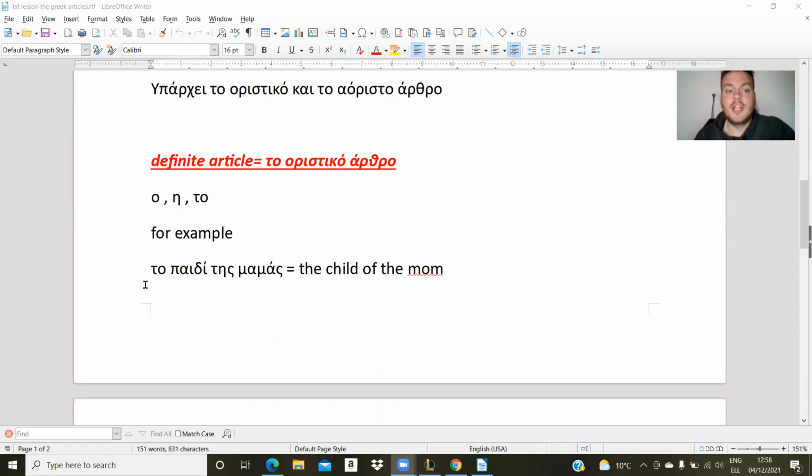For example, το παιδί της μαμάς. Το παιδί, παιδί is a neutral noun, so it's going to have the neutral article. Το παιδί. Λοιπόν, so the definite articles, we use them when we want to speak about something specific. Okay.